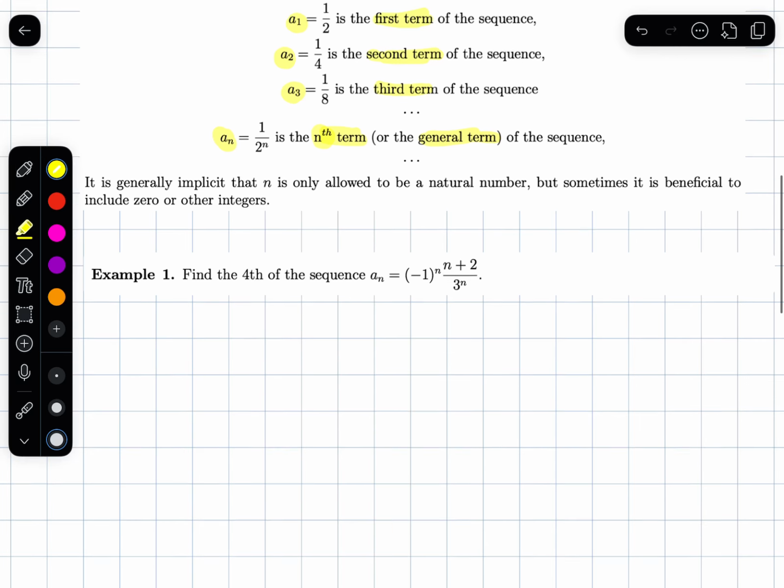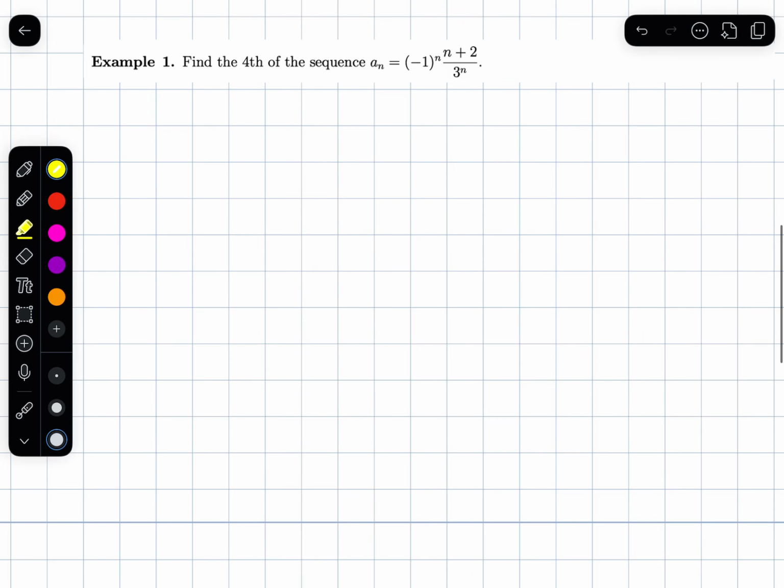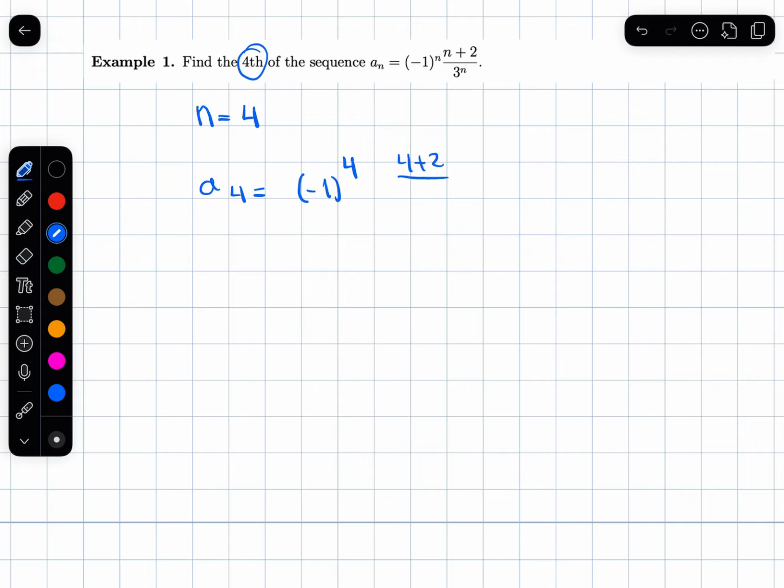Very, very simply, if I'm given something like this for my an here being -1 to the power n times n plus 2 over 3 to the power n, and I want to find the fourth term of the sequence, all I'm being asked to do is to plug in n equal to 4. And then that will be a4 equals -1 to the power 4, 4 plus 2, over 3 to the power 4. All I've done, very simple, is I've replaced every n that shows up with a 4.